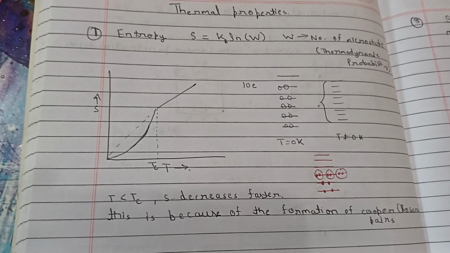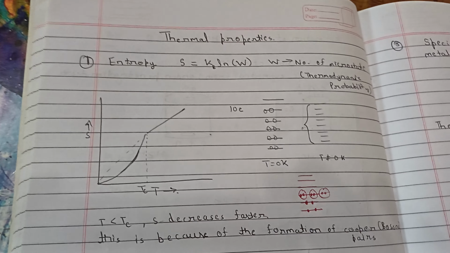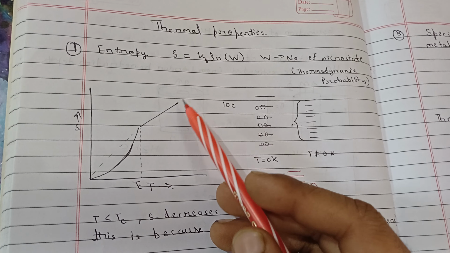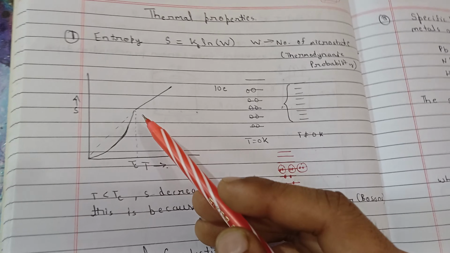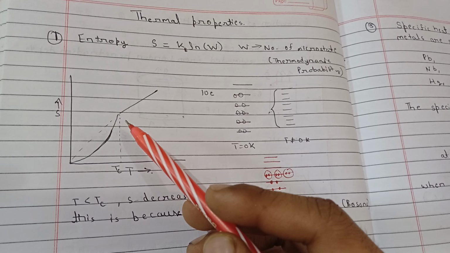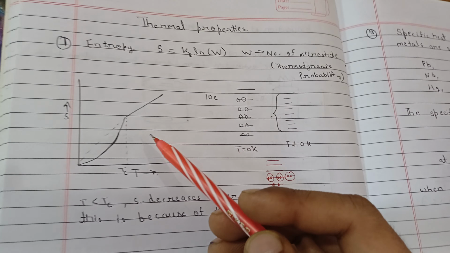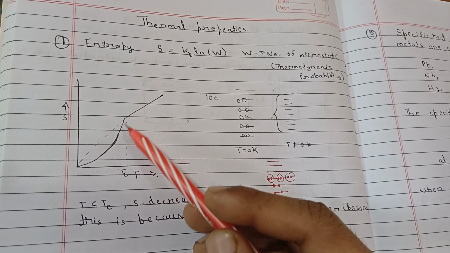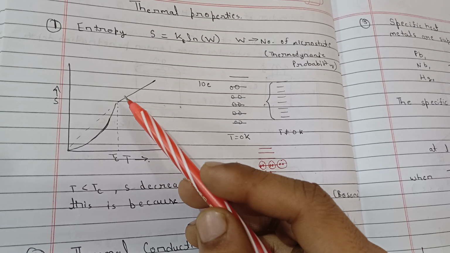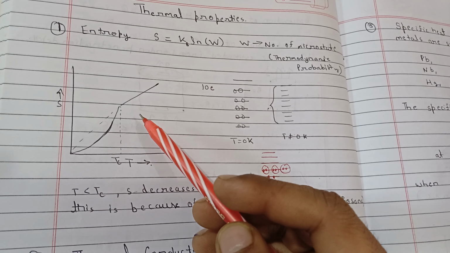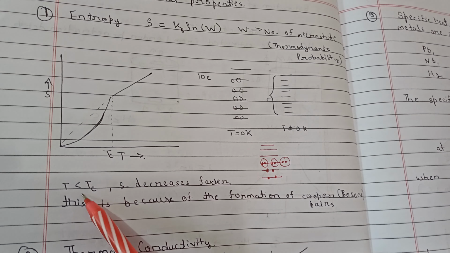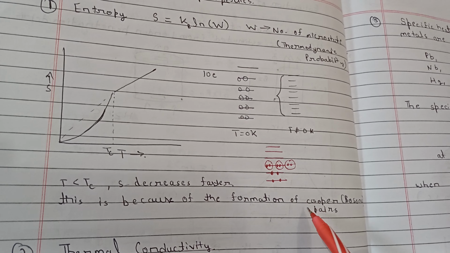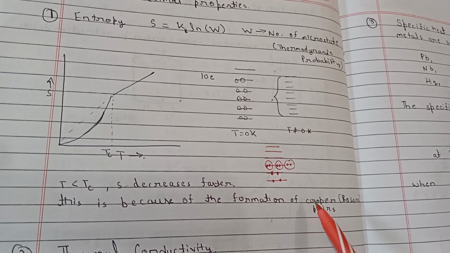So let's see the first graph, the entropy versus temperature in the superconductor. We see that up to the critical temperature, the entropy decreases linearly, but below the critical temperature, when the superconducting nature comes into play, it drops faster than before. What's the reason behind the entropy dropping faster? Below T less than Tc, S decreases faster. This is because of the formation of Cooper pairs.